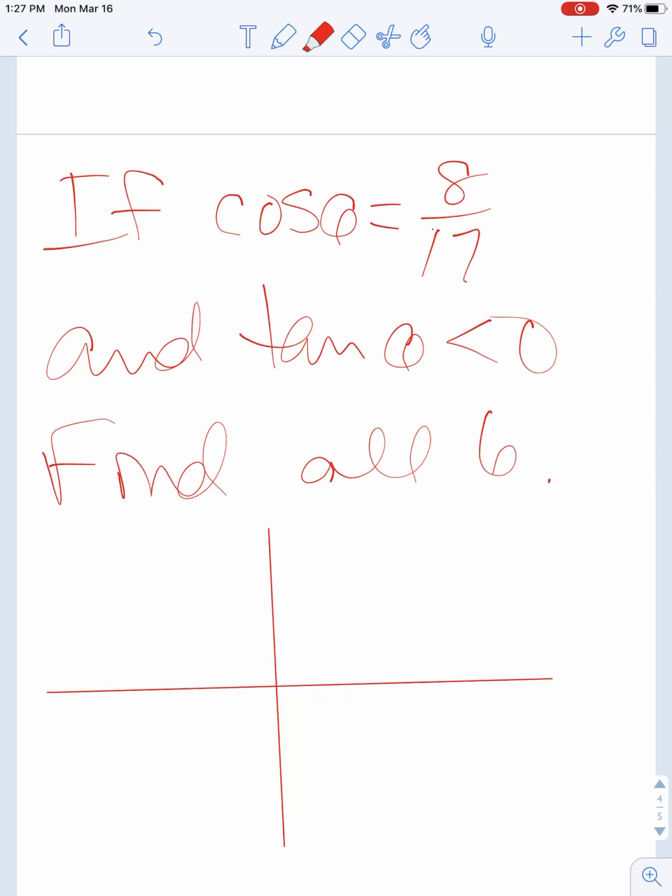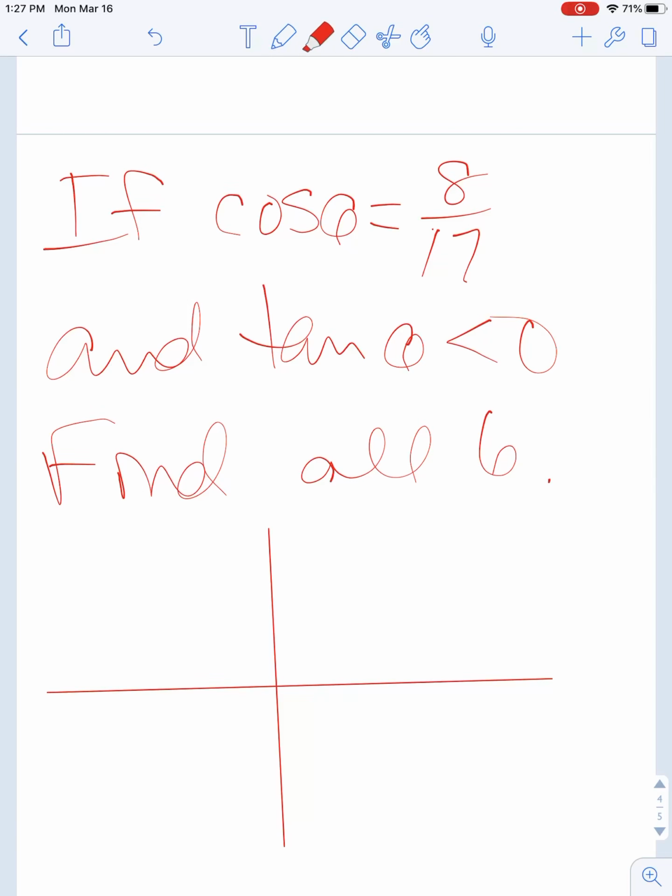So what else am I given? I'm given that the tangent is negative. So out of the first and the fourth, where is the tangent negative? Well, it's definitely not the first, because they're all positive in the first. So we're in the fourth quadrant. Cosine is positive. Tangent is negative.